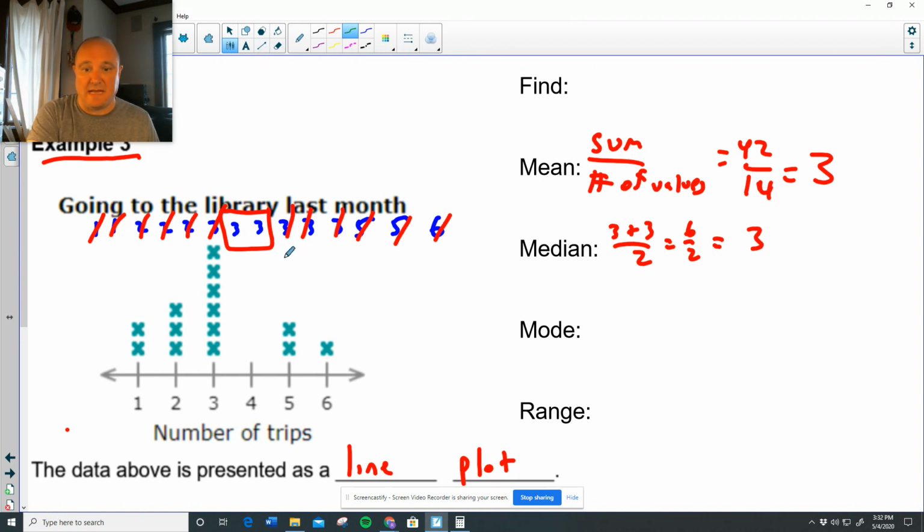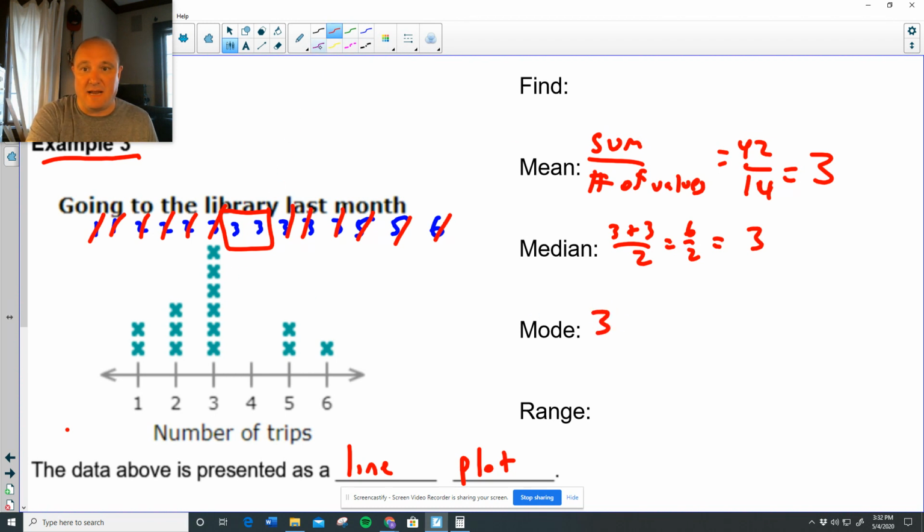Next, we're going to look at the mode. When I've got a line plot like this, finding the mode is easy. When I've got a line plot, the mode is always the tallest column. In a list form, you can also see that, even though I've crossed it out, it's a little hard to read, that the 3s show up more than any other number. So here the mode is also 3.